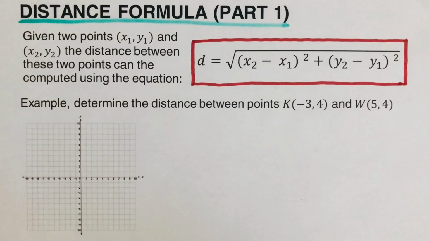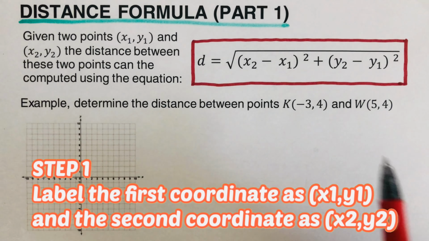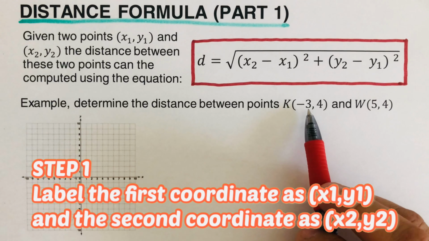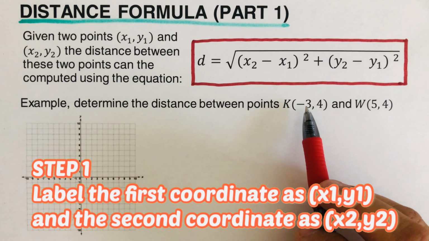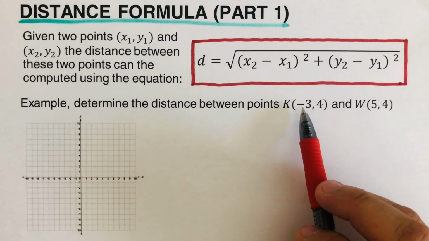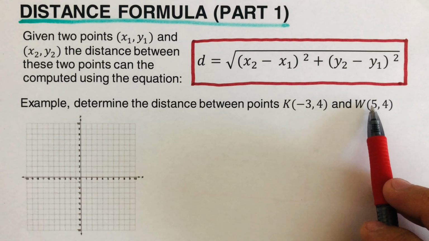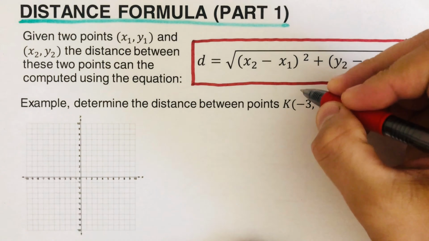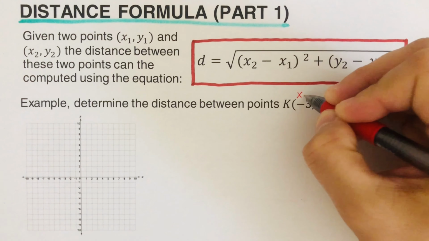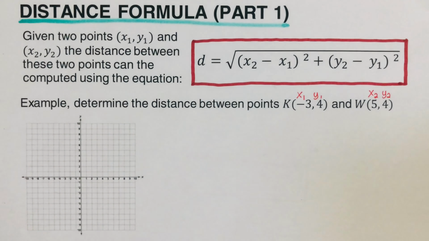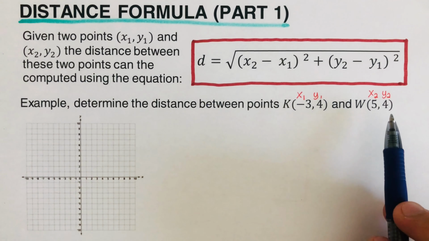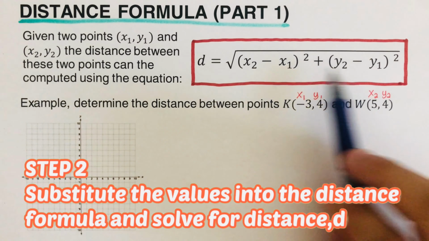So using the formula right here, the first step that we are going to do is to label the given points. We can take this as the first point and the second point. That means all the subscripts for K would be 1 and all the subscripts for W would be 2. So I can label this as x sub 1, y sub 1, and x sub 2, y sub 2. So once we label them, step 2 is to plug this into the equation.